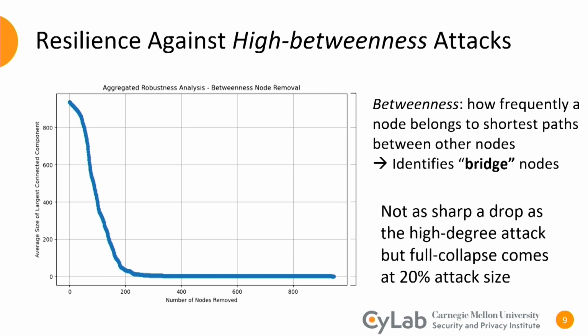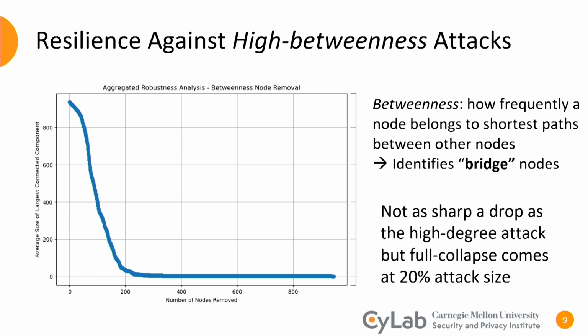But the third type of attack we looked at is the so-called high betweenness attack. Betweenness centrality is a metric that is typically used in network science. It measures how frequently a node is part of the shortest paths between other pairs of nodes. You can think of a high betweenness node as sort of a bridge. It connects a whole bunch of nodes on one side to a whole bunch of nodes on the other side that would otherwise perhaps not be connected. It is sort of in the passageway of a lot of shortest paths.